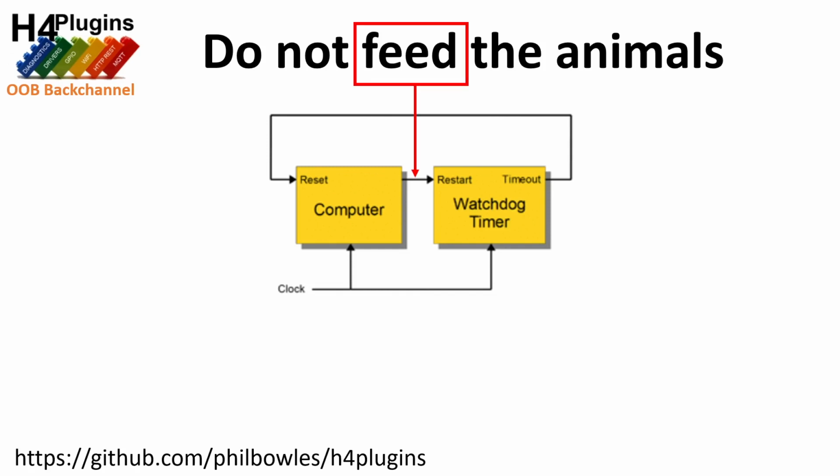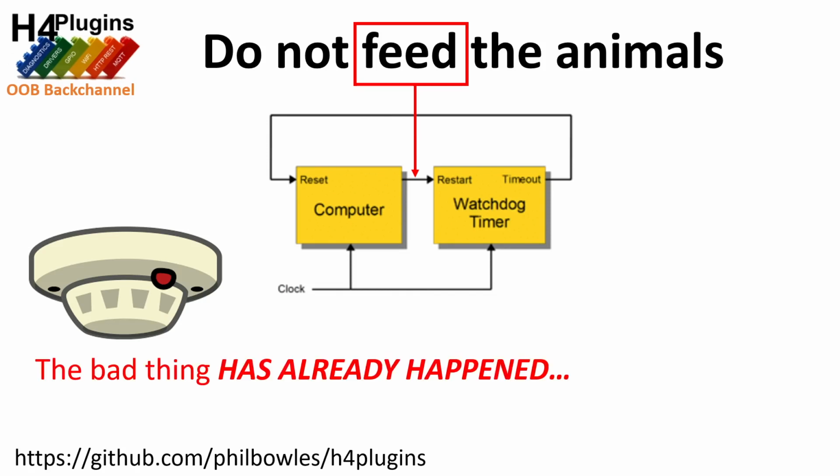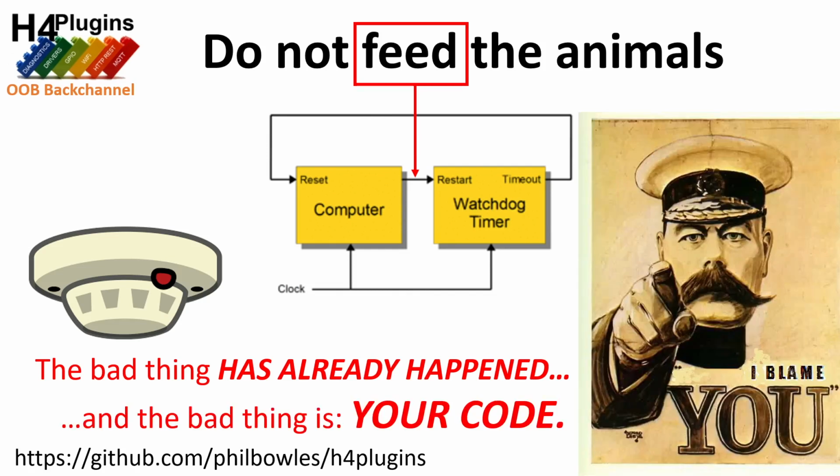So then, it's like a smoke alarm. You wouldn't turn off the smoke alarm in your house, would you? Because that warns you that something bad has already happened. Turning off the smoke alarm doesn't suddenly wind back time and stop your house being on fire. It says to you, get out now if you want to stay alive, right? Now the bad thing in this case is your code.